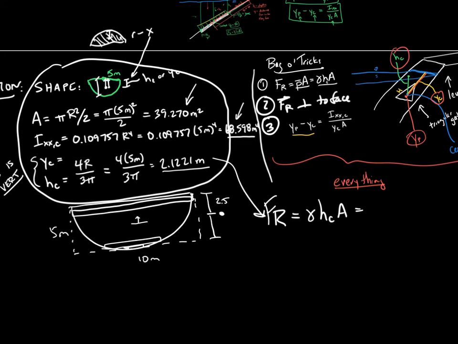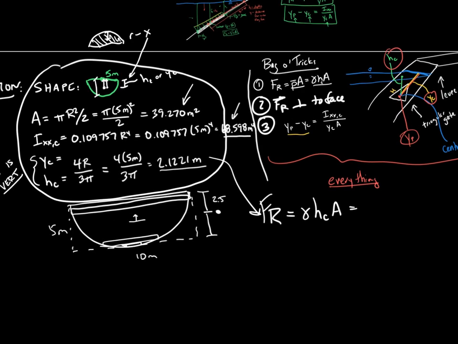In this case, I'm going to solve for FR, okay? So gamma, in this case, it's fresh water. By the way, we should note that if you ever forget, this is rho times g. The density of fresh water in the metric system is 1,000, and g is 9.81, so you just multiply those, and you get 9,810 newtons per meter cubed.